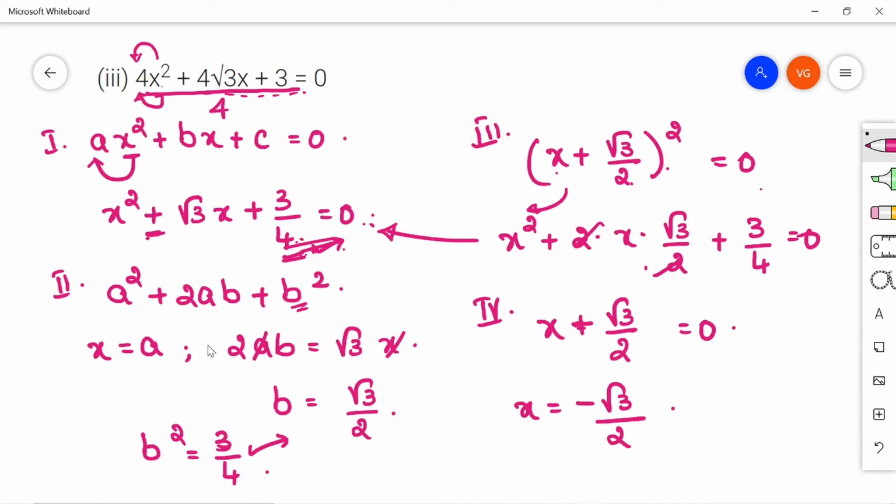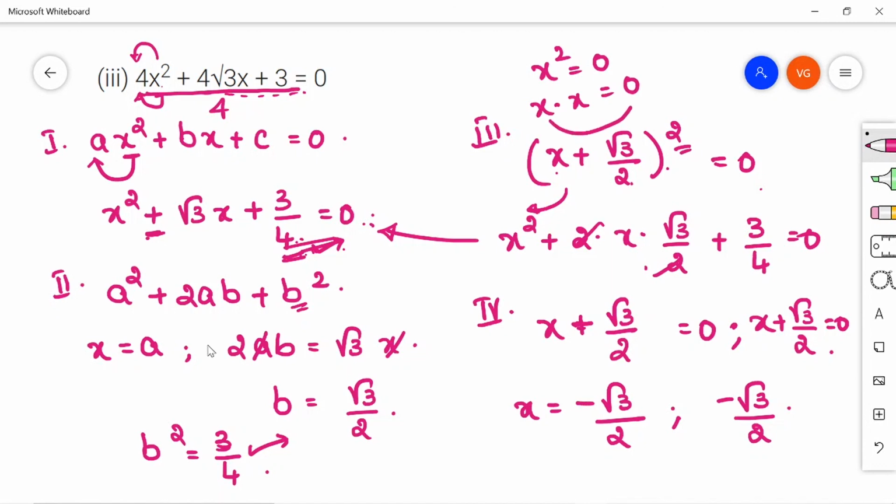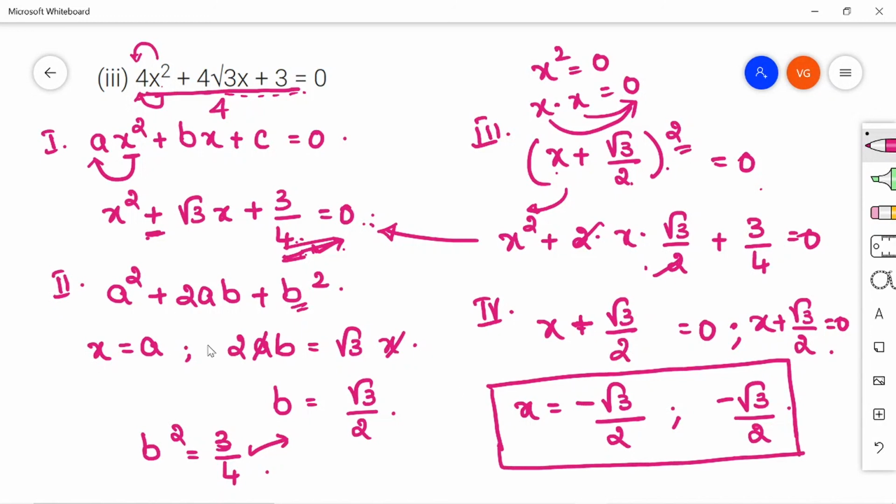So why we are getting only one value? Right? So take other value also minus root 3 by 2 only, because you can equate it two times, that is x plus root 3 by 2 is equal to 0 and x plus root 3 by 2 is equal to 0 because you have square, right? Suppose say x square is equal to 0 means x into x is equal to 0. So x is equal to 0, x is equal to 0. So two times you have to take. So x is equal to minus root 3 by 2 and minus root 3 by 2. That means the two roots are equal. Same roots we are getting for the given quadratic equation.